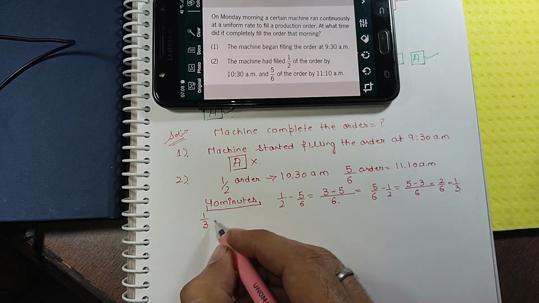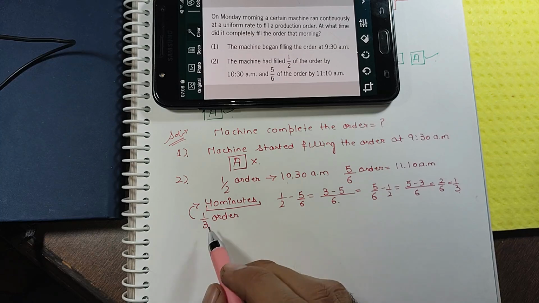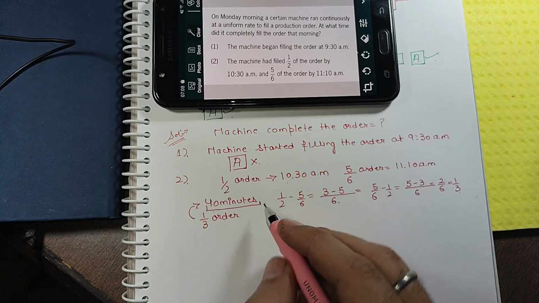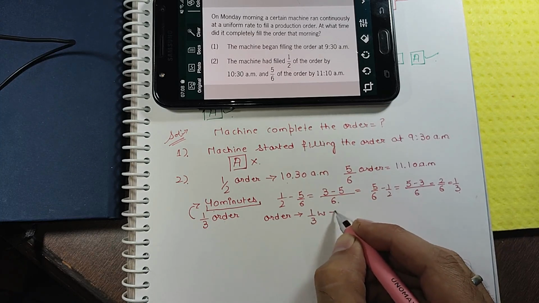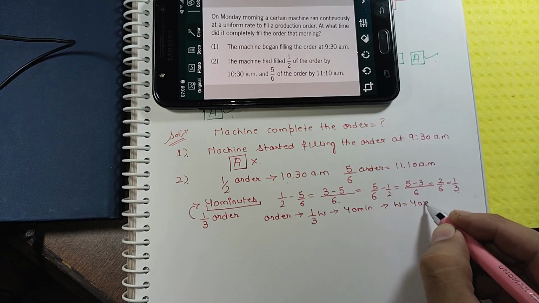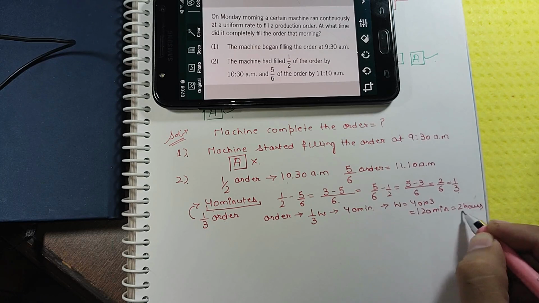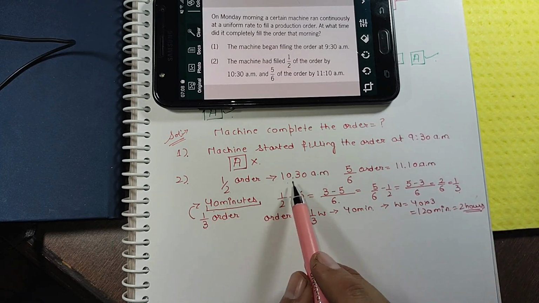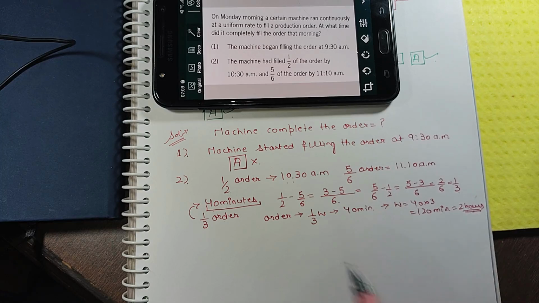So that means 1/3 of the order has been completed in 40 minutes. Since 1/3 of the work is completed in 40 minutes, the total work will be completed in 40 times 3 minutes, which is equal to 120 minutes, or 2 hours. Now, since 1/2 of the order was completed by 10:30 a.m. and the whole job took 2 hours, half of this will be 1 hour.